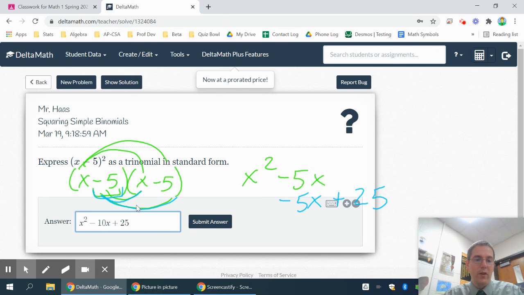And then I do have the 5 squared, or plus 25, on the end. So you do have the x squared and the negative 5 squared, but you also have this extra minus 10x. That's why you have to write it out and multiply it like that.